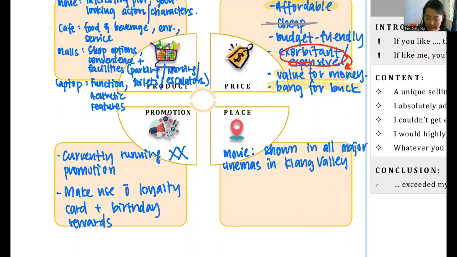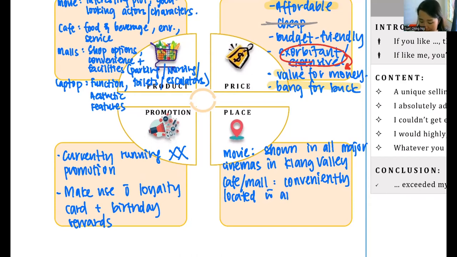What else? If I want to talk about cafe, malls, what can I say? The shop is conveniently located. And I don't know about you, but with cafe and malls, I need myself some ample parking spots.